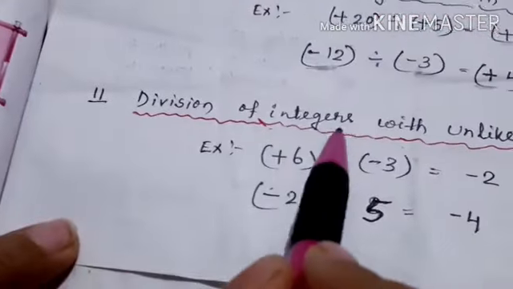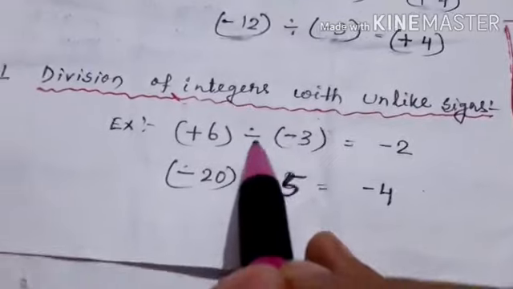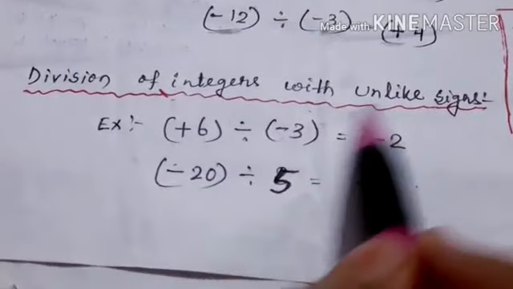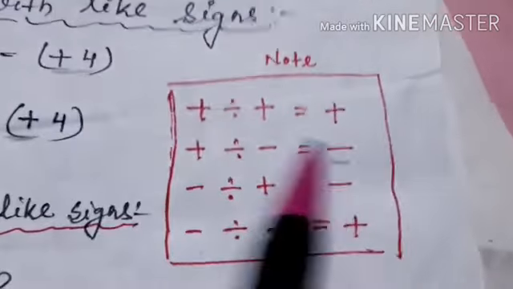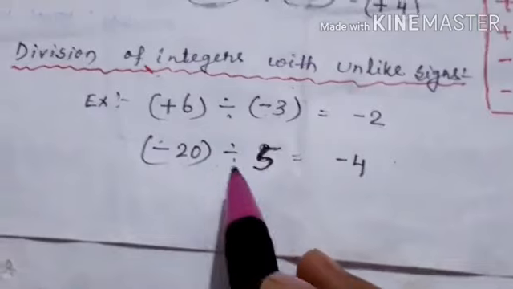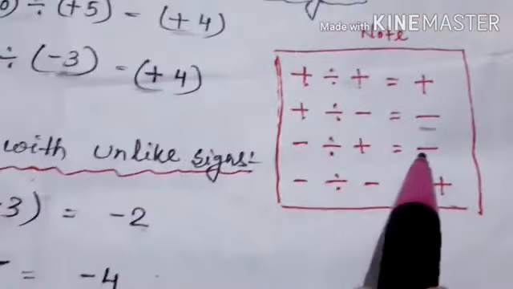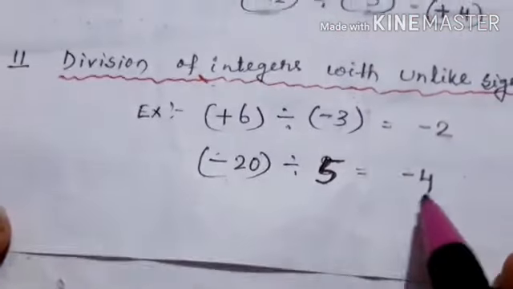Then division of integers with unlike signs. Unlike signs means you divide plus with minus. Plus 6 divided by minus 3 is equal to, I have told, plus divided by minus. What will be the sign? Minus. Minus 3 2s are 6. Then minus 20 divided by 5 is minus divided by plus, which is equal to minus. Minus 5 4s are 20.